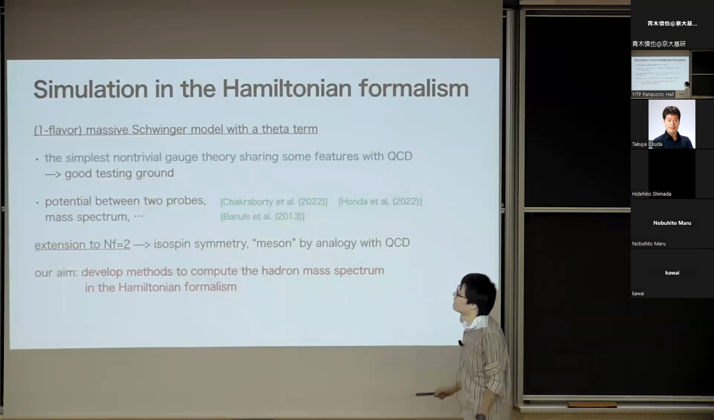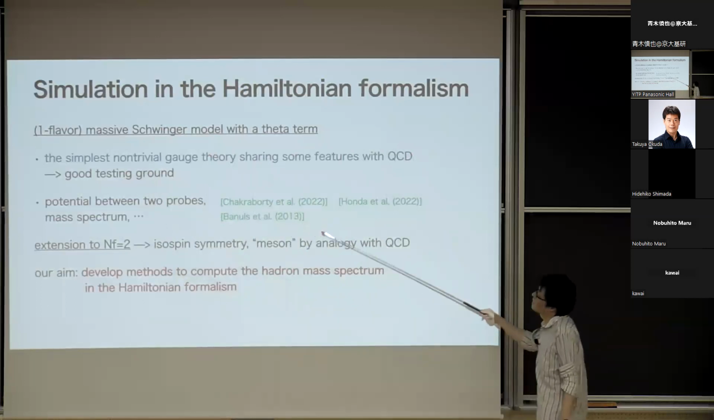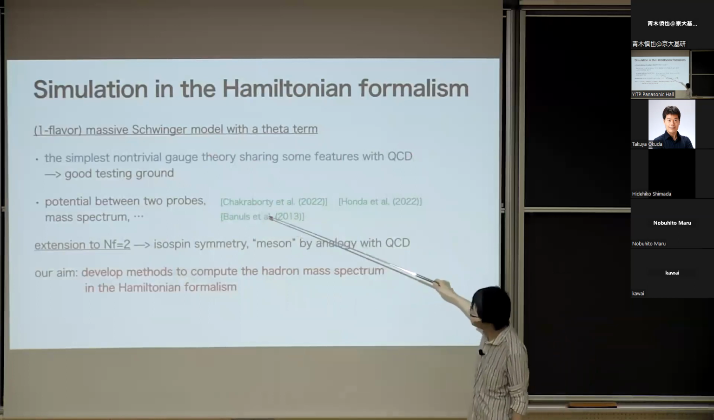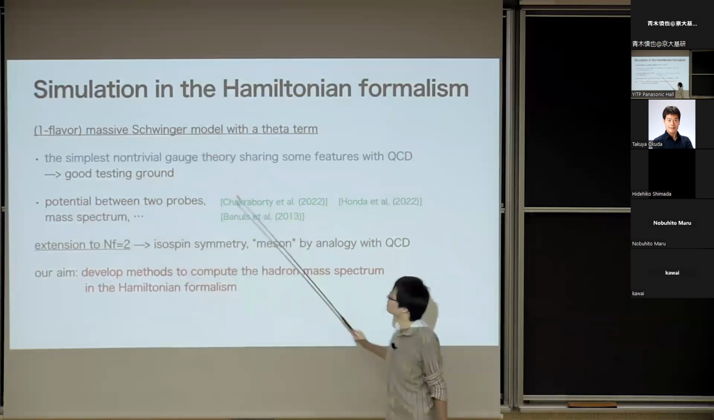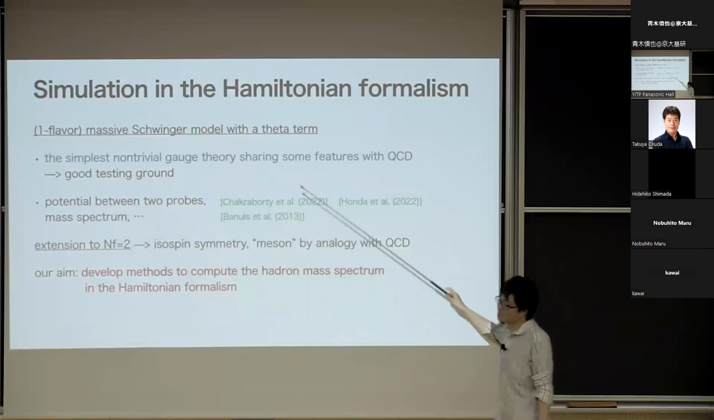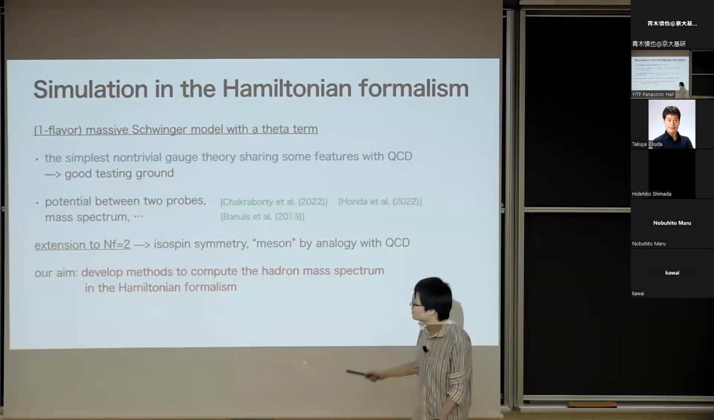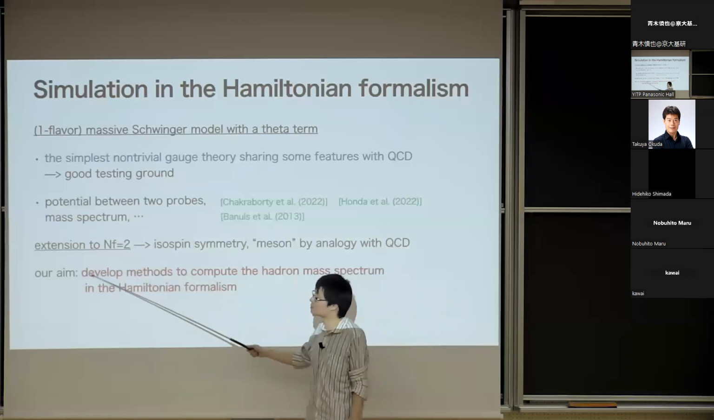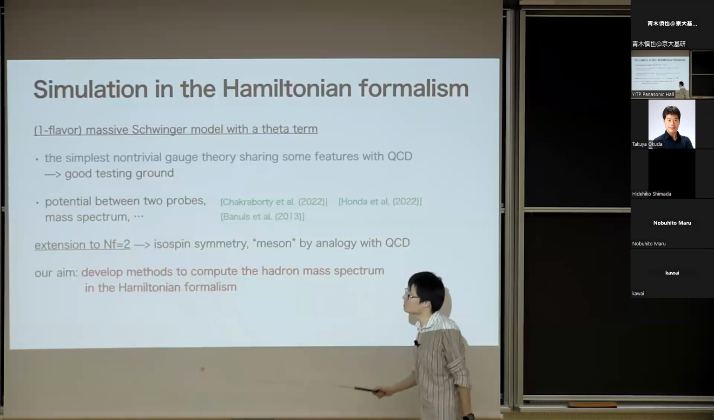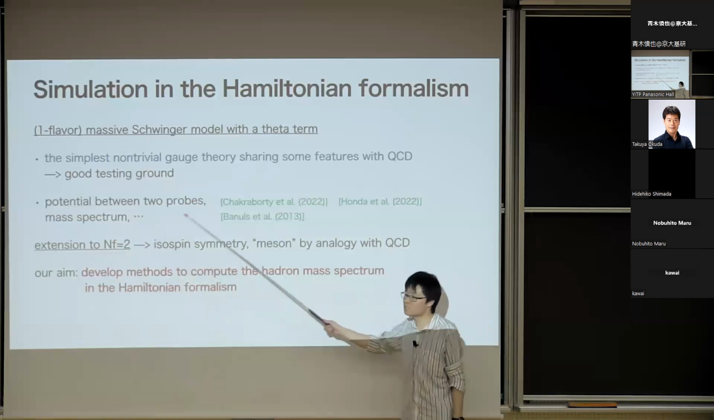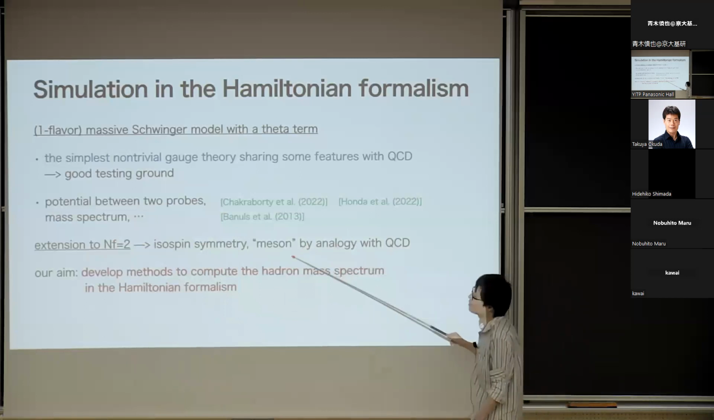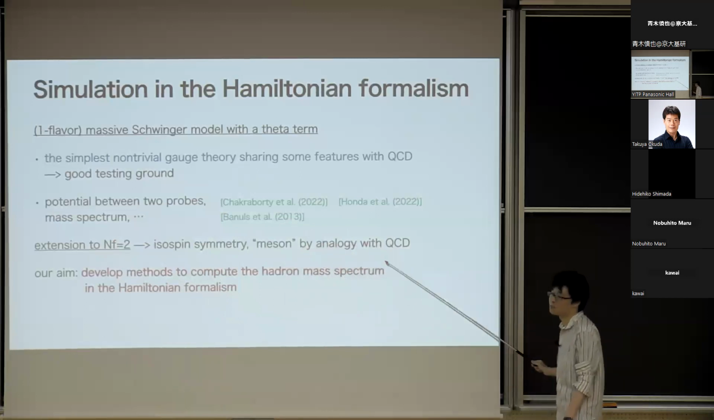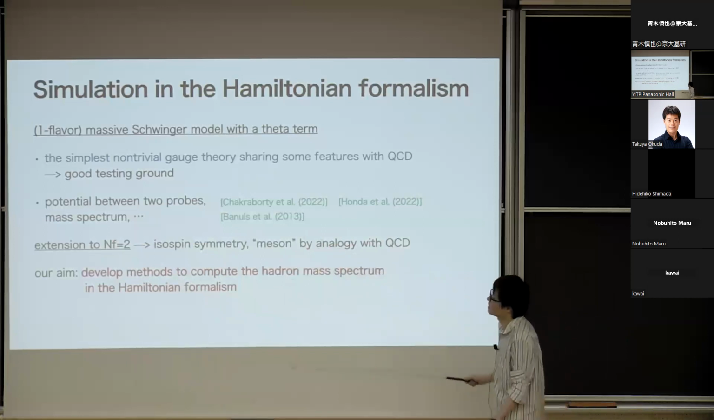In fact, there are some recent works which compute some potential or mass spectrum for this model. But this model is just one flavor. So it is interesting to extend the number of flavors to 2, because in this case we can introduce isospin symmetry. Then we can see something like mesons by analogy with QCD. So it's very interesting.